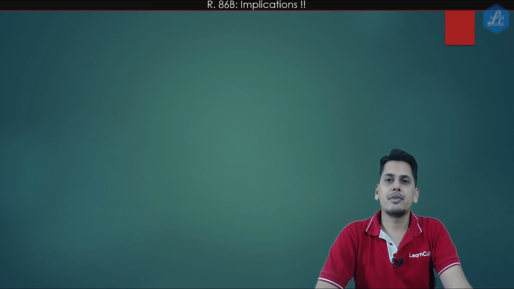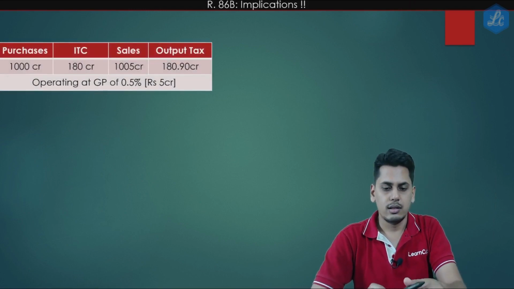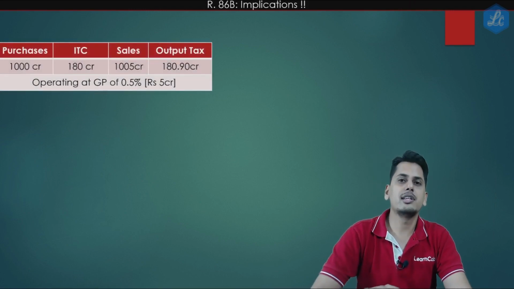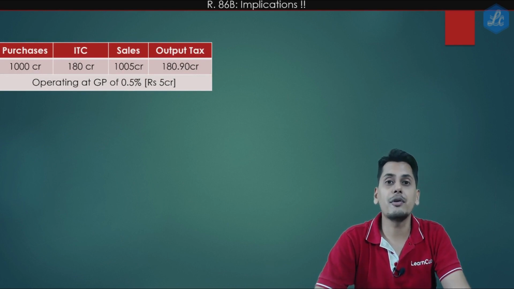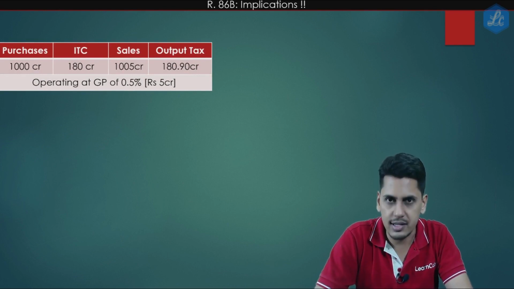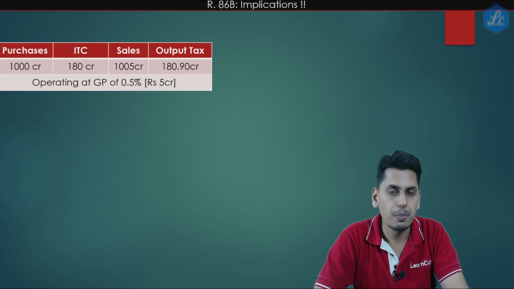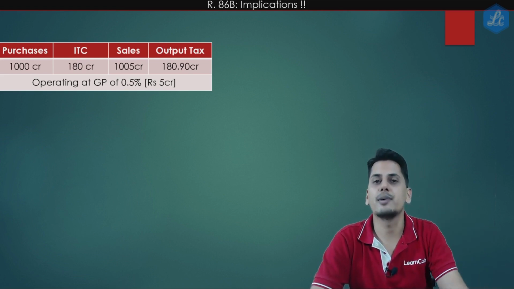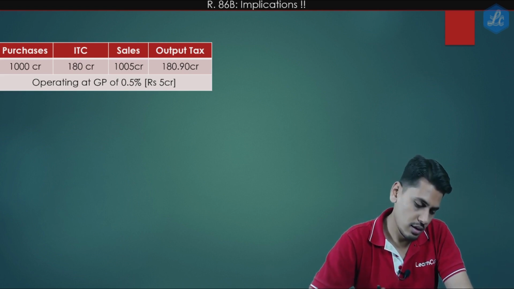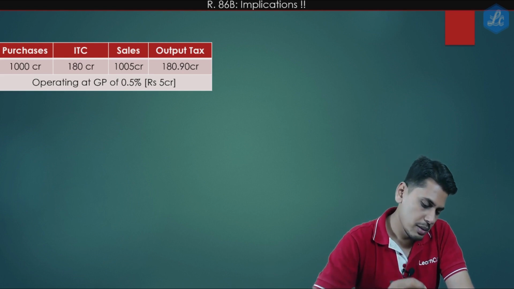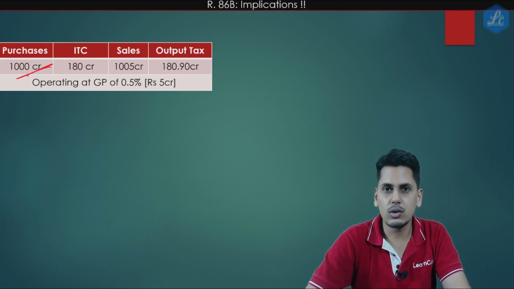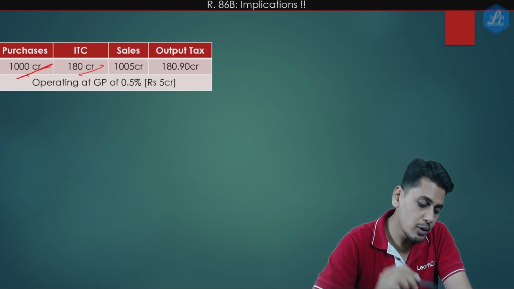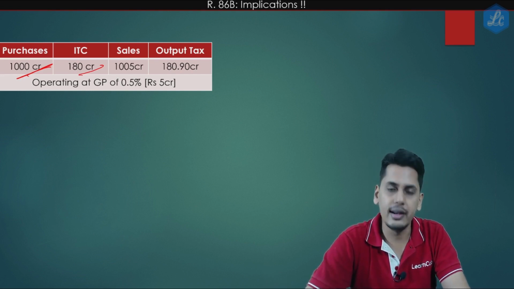Let's take a scenario, friends. Let's say there's a person registered under GST. He operates at a gross profit margin of 0.50%. It is not 5%. He is operating at 0.5%. Let's have a look at how his figures look. Purchases 1000 crores. Input tax credit thereon 180 crores.